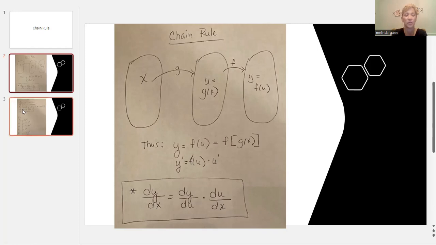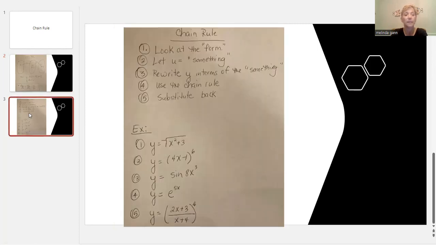Okay, so let me try to talk you through a couple more things. All right, pause the video and copy down these steps for the chain rule. All right, when you get those steps copied down, then unfreeze the video. All right, hopefully you've got those steps copied down because we're going to need them in a second to work the problems.